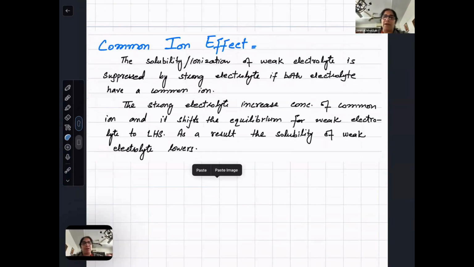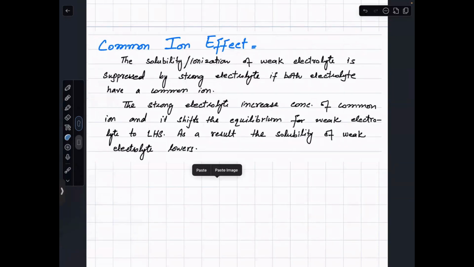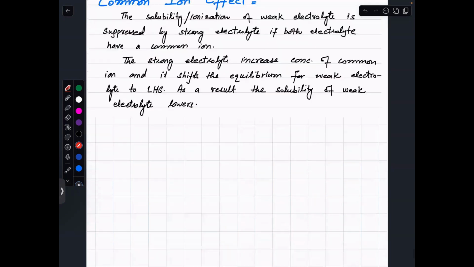The common ion effect is the solubility or the ionization of a weak electrolyte. Look, the solubility or the ionization of a weak electrolyte is suppressed by a strong electrolyte if both electrolytes have a common ion. What is the meaning of this?